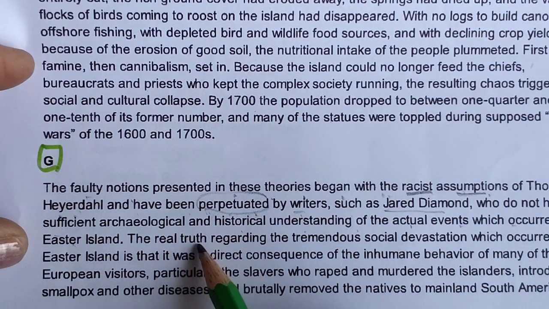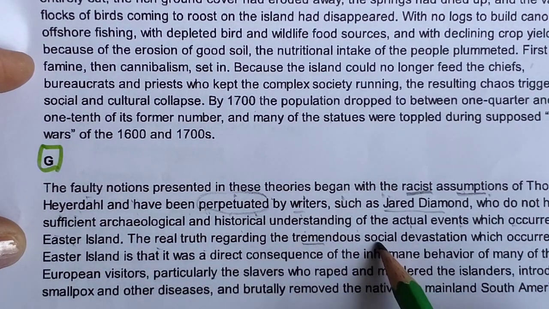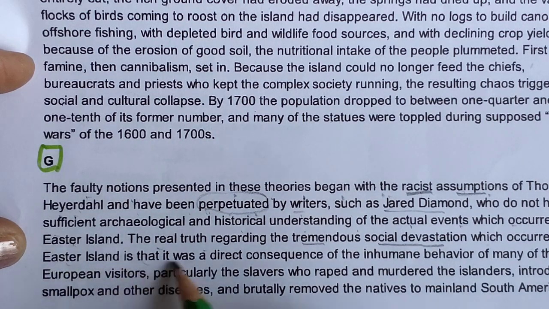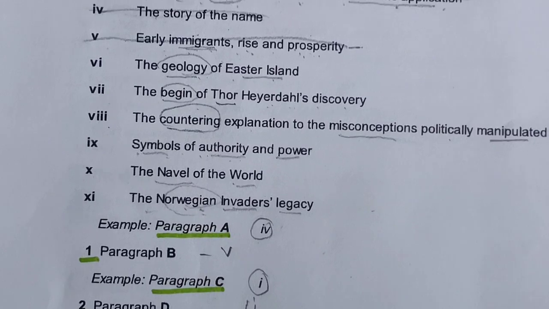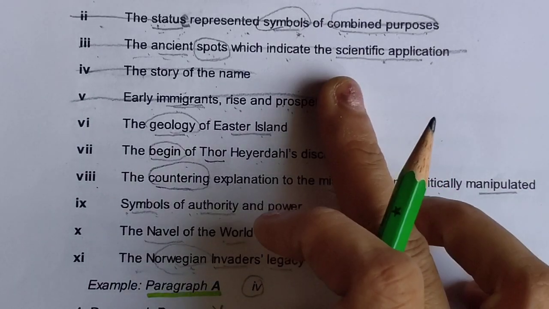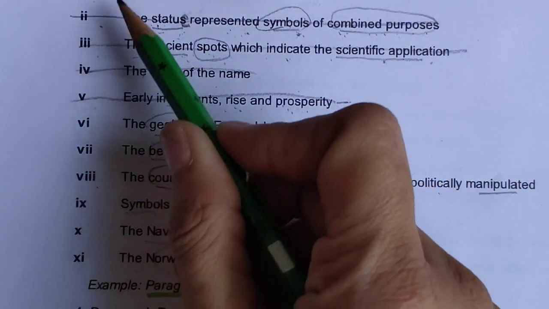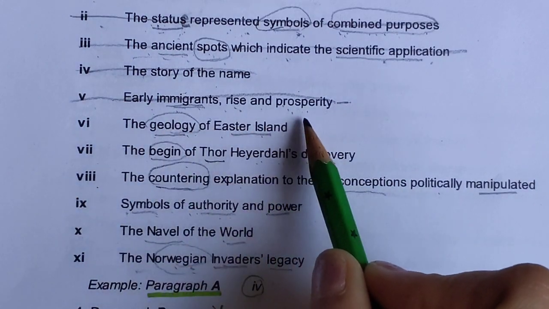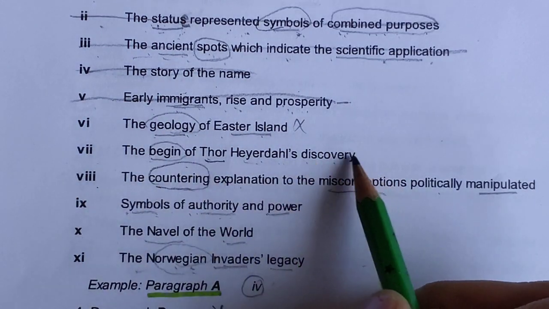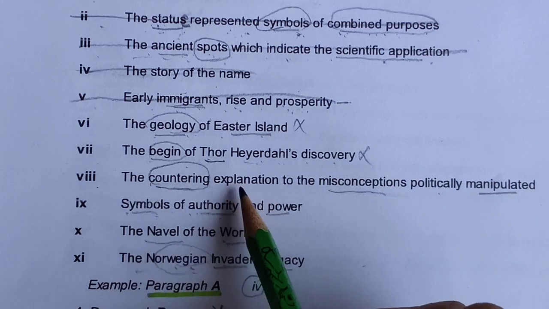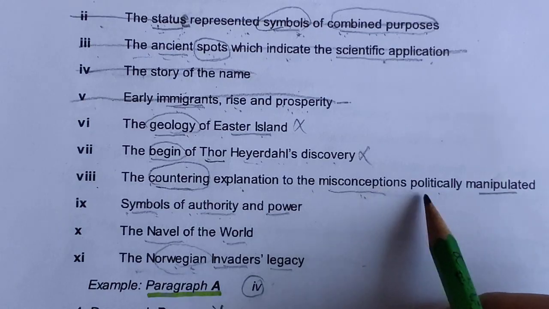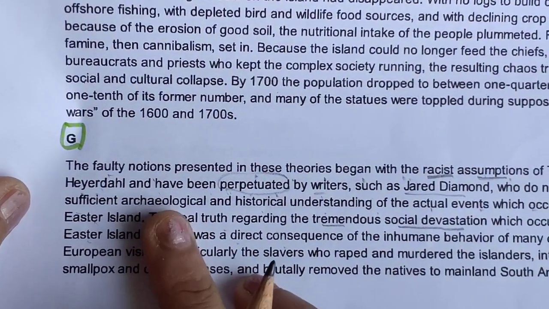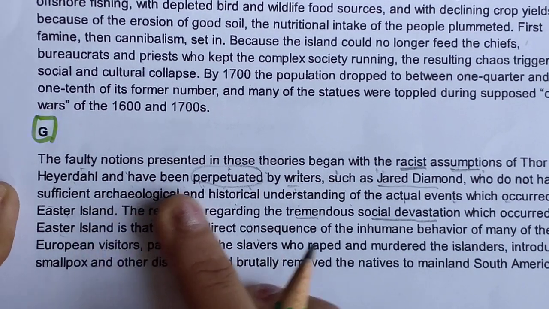So it means the real truth regarding the tremendous social devastation which occurred on Easter Island. Okay, so it means they were assuming something. So these we have done. No, this is not there. The countering explanation to the misconceptions. Yes, they were just politically manipulated. Yes, it is given here. You can see this. Read it again, then you will come to know the answer.